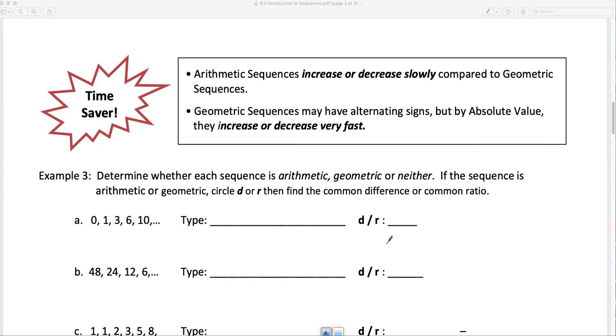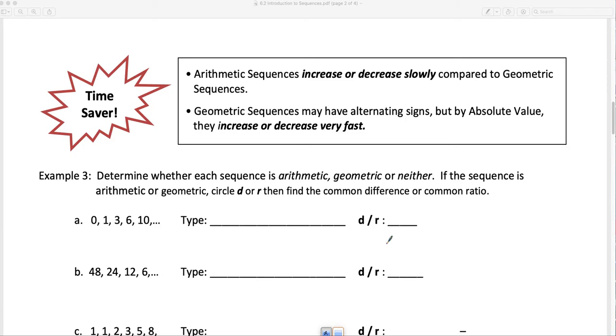All right, we have a box here that says we've got a time saver. What you're going to be doing for the rest of this lesson is being given a sequence, a list of numbers that have a pattern, and you're going to be asked to say, okay, is it arithmetic or geometric? And sometimes it's going to be neither one. So we're going to learn how to tell the difference, find the common difference or ratio, and then find missing terms. But this says, here's a way to save time.